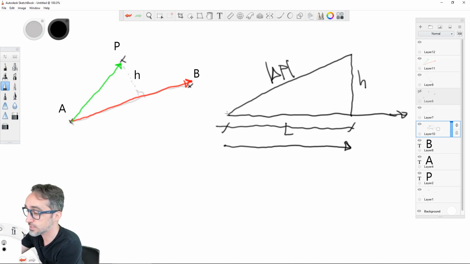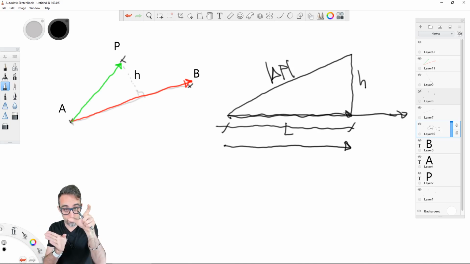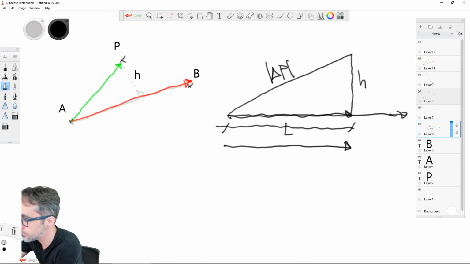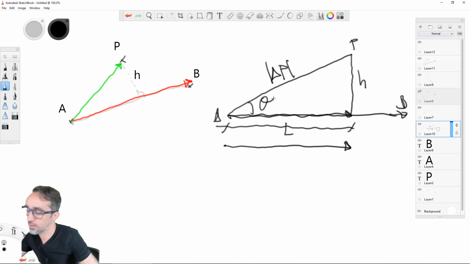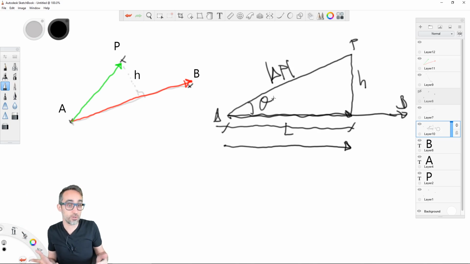If we thought of this as a vector here, we could think of this as the projection of the vector AP on top of the vector AB. So this is A, this is P, and this is B. And the angle that these two vectors form we're going to call theta, for example. What's interesting about this is that we can find trigonometry relationships in this triangle.